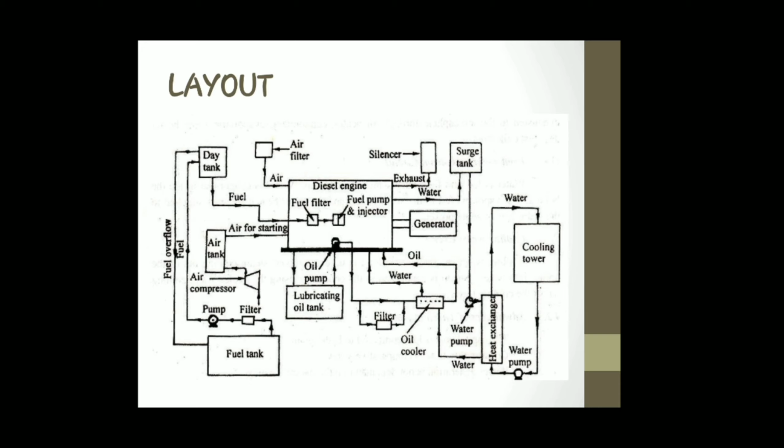Next, this one is the water system. Why? Because we all know the cooling system is classified into two types: one is air cooling, another is water cooling. In diesel engines, we are using water cooling systems. So this is the way the water is taken out and goes to the heat exchanger and then to the cooling tower, and in the cycle again the water is passed to the engine.